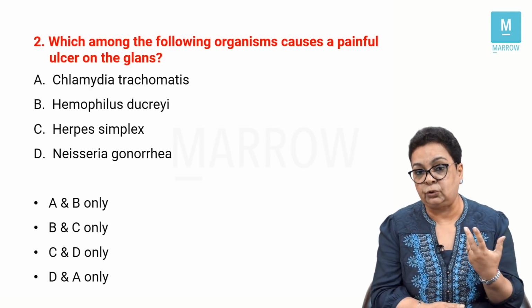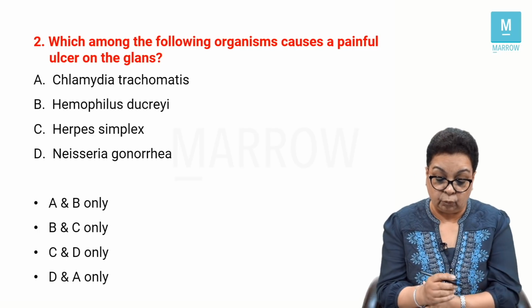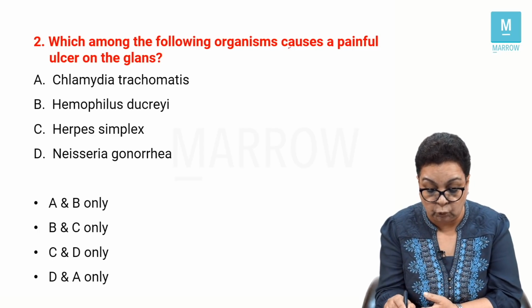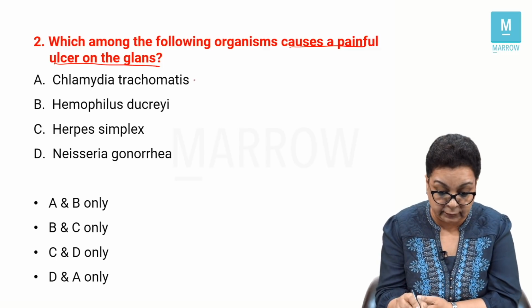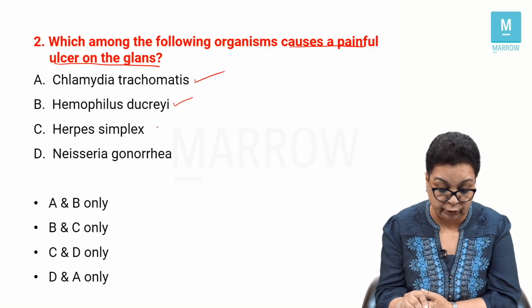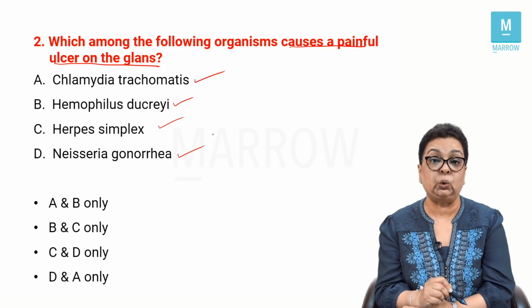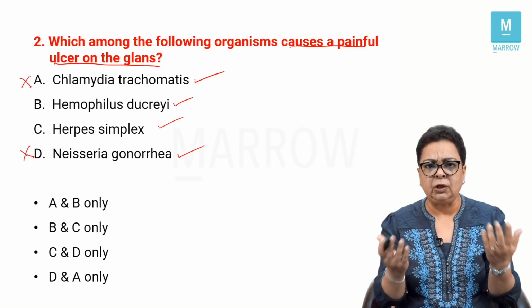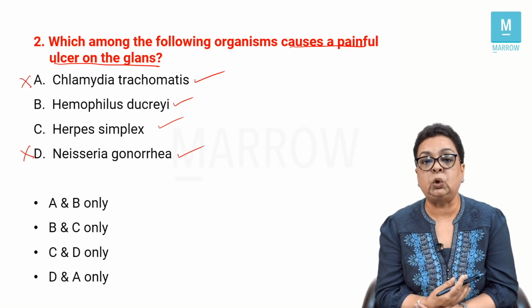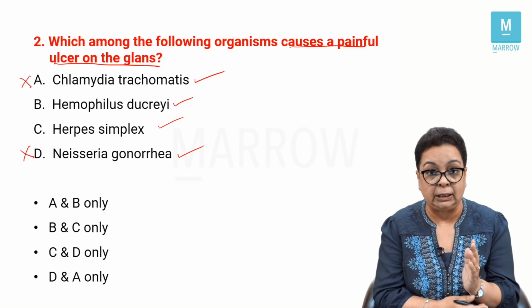We got 3 questions on genital ulcers. Which amongst the following organisms causes a painful ulcer on the glans? Chlamydia trachomatis, Haemophilus ducreyi, herpes simplex, and Neisseria gonorrhoeae. The first and the last options are never causes of genital ulcers. They do cause urethritis, but not genital ulcers.